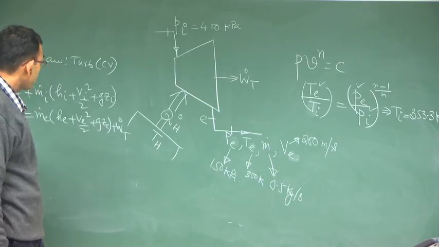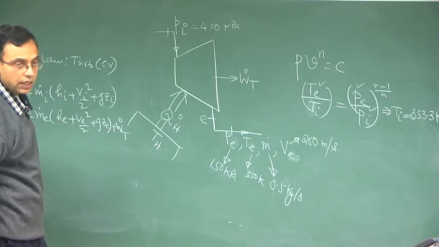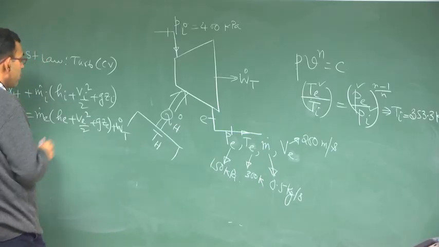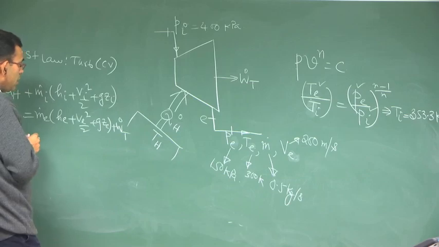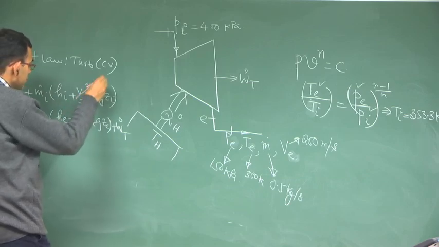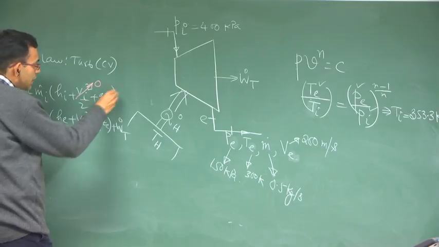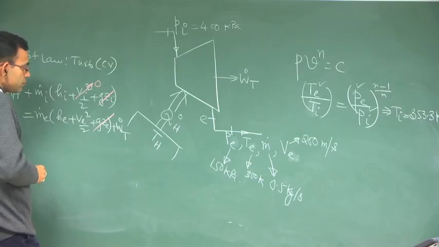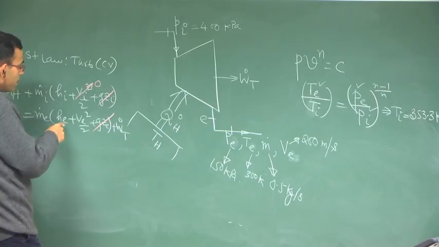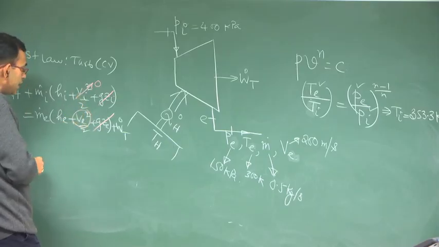So Vi is nothing given, but we can neglect this one. You can neglect the difference between these two. Sorry, you cannot neglect anything else, this is given. So here you have to use the data.